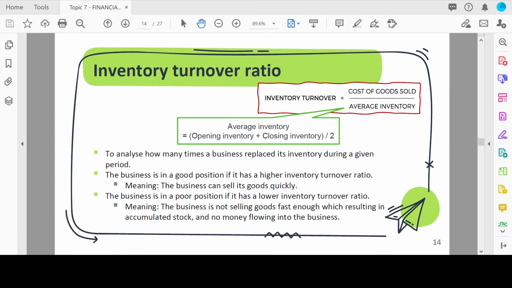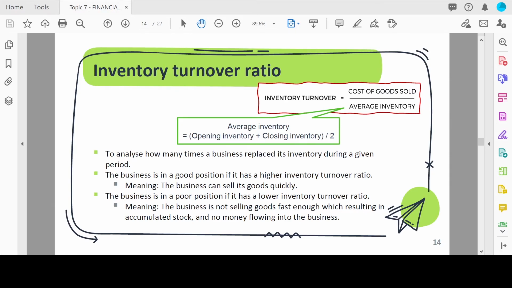This is to calculate the inventory turnover ratio, and the formula is cost of goods sold divided by average inventory. Average inventory means opening inventory plus closing inventory divided by 2, where we find the average inventory for the year. What if you don't have the amount for opening inventory? Then you take only the closing inventory. That would be your denominator.